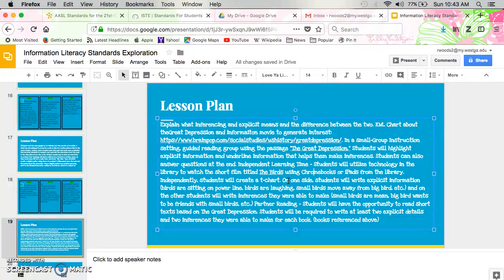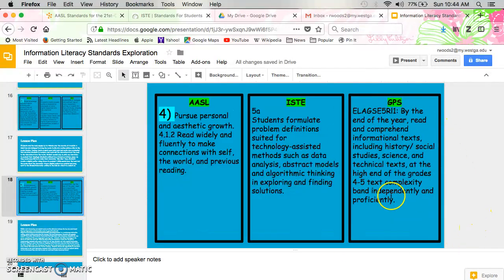Students are going to create a T-chart after watching Birds, and they're going to write explicit information about the movie. And then on the other side, students are going to write inferences that they were able to make from the video. And then the final group is a partner reading group where students are going to have the opportunity to read short texts about the Great Depression. And they're going to have to write at least two explicit details and two inferences that they were able to make from each book.